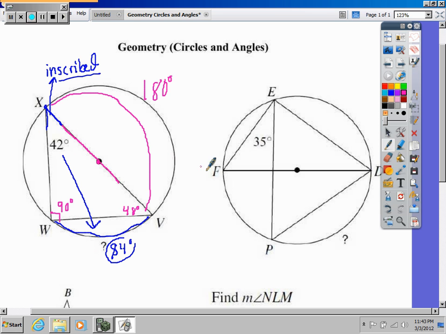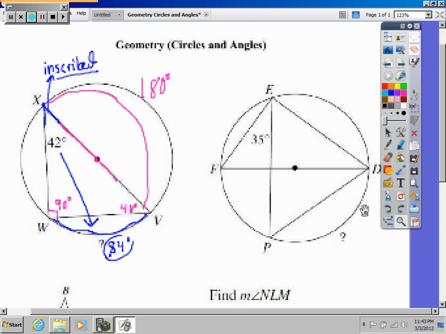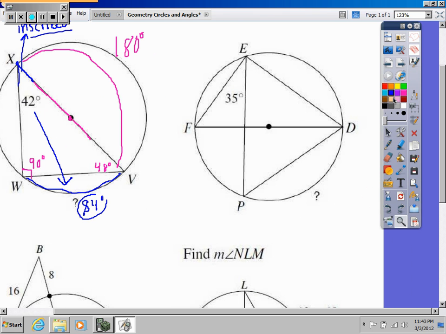So let's see if we can apply some of those properties to this next one. We're told that we have a 35-degree angle right up in this top corner. Okay, right up here, that's 35 degrees. So what we could do is say, well, that's an inscribed angle, and if I follow that down, it goes to the arc FP, so that's got to be double, so this has got to be 70 degrees.